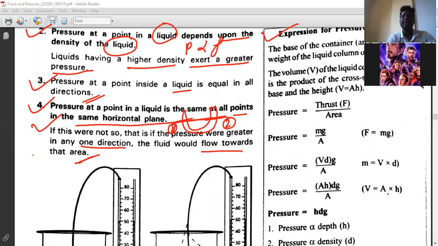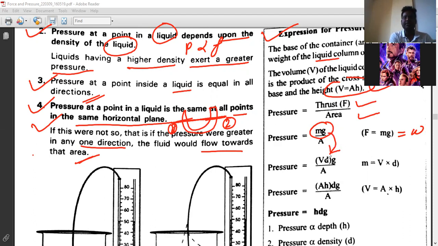So the base of the container, A, supports the weight of liquid having height h, right? So the volume of the container will be area into height. As we know, pressure is force upon area. Force is represented by mg. mg is also called weight. So put it here in this equation.